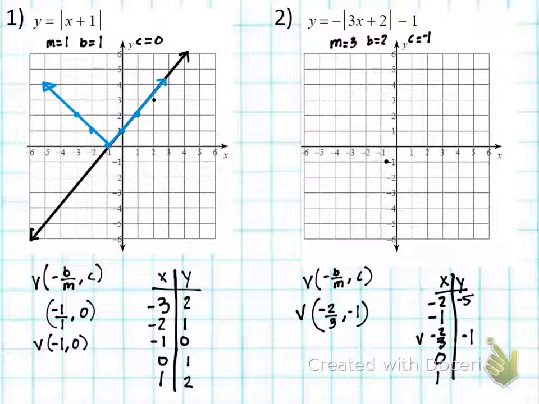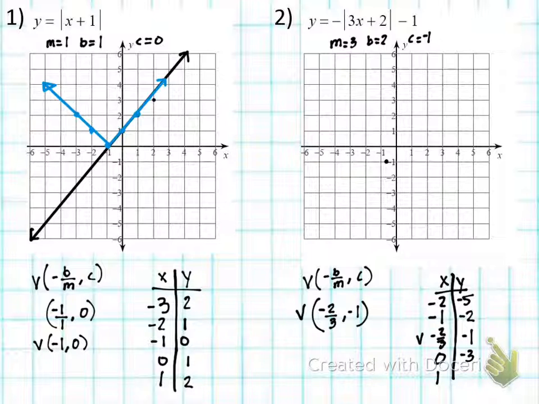Negative 1. 3 times negative 1 is negative 3. Negative 3 plus 2 is negative 1. Absolute value of negative 1 is 1. 1 times the negative sign is negative 1. Negative 1 minus 1 is negative 2. Next one, 0. 3 times 0 is 0. 0 plus 2 is 2. Absolute value of 2 is 2. 2 times the negative sign is negative 2. Negative 2 minus 1 is negative 3.